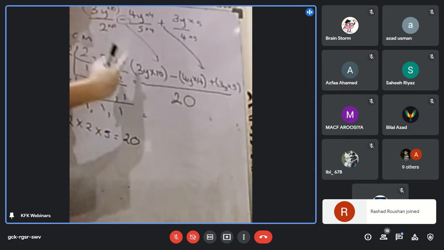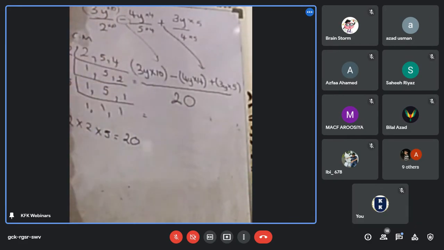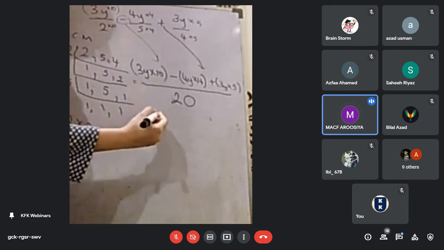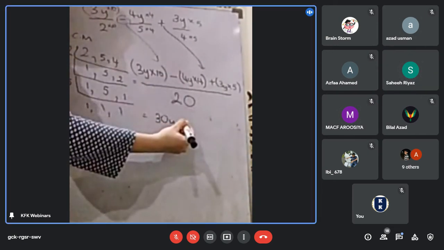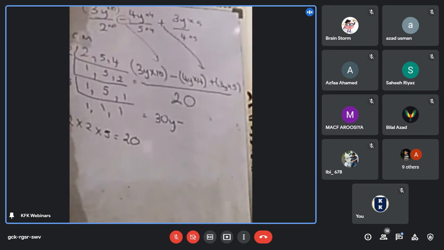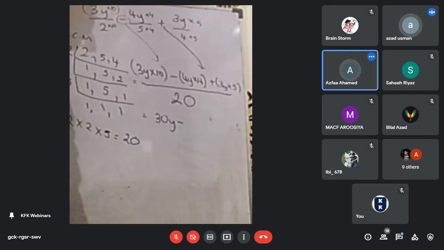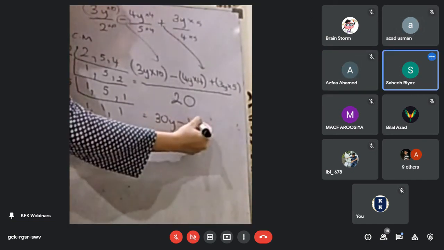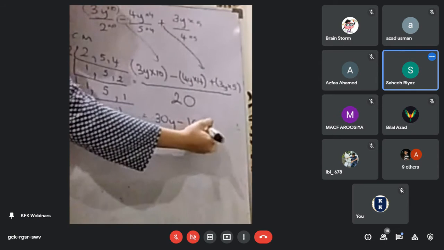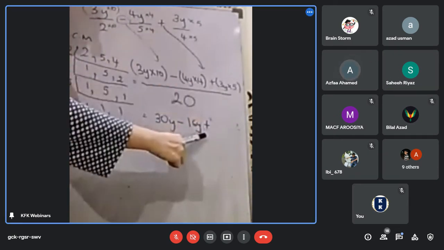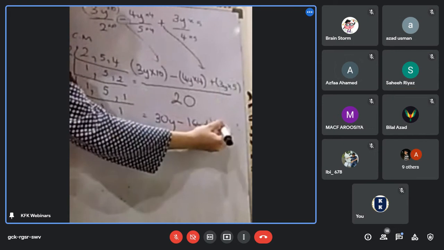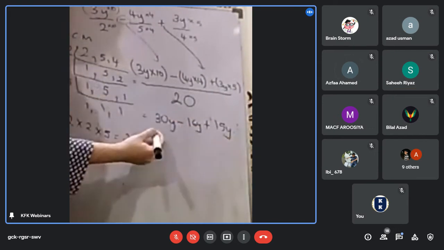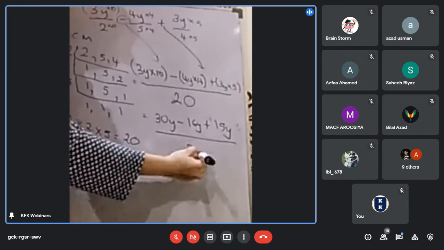Now tell me, what is 3y multiplied by 10? 30y. Yes, 30y. Then you bring the minus sign down. Then 4y multiplied by 4, 16y. Yes, 16y. Then plus. You bring the plus sign down. 15y. Yes, 15y. Then you make the denominator 20 again.